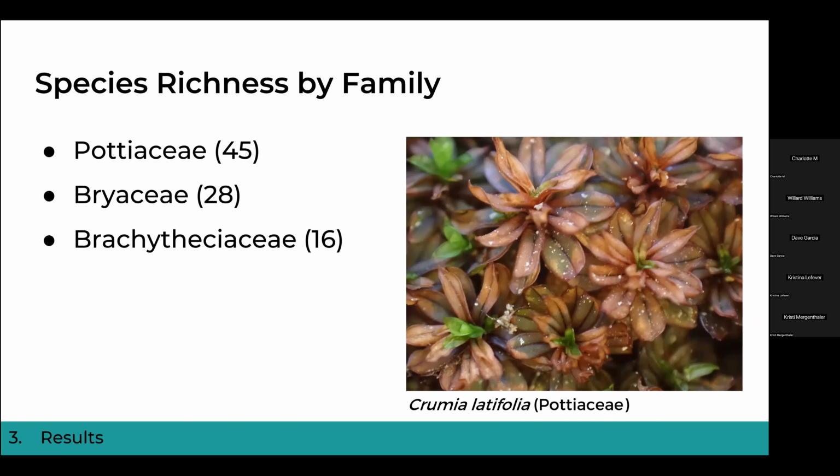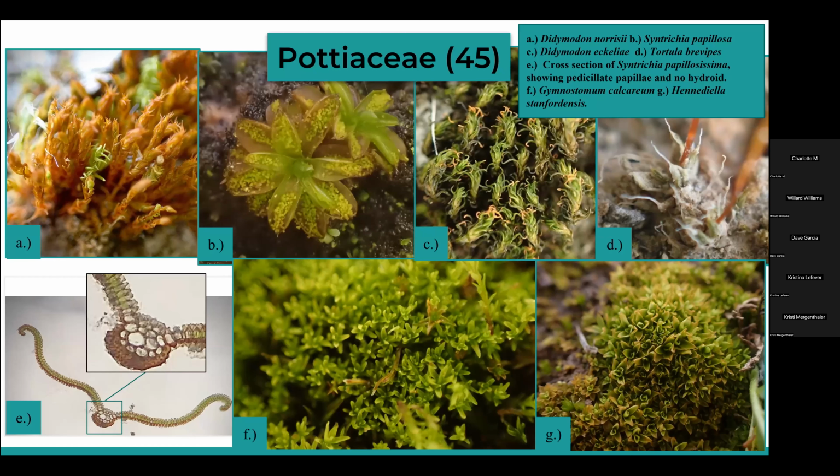So now we can break it down by family of the 3 most species-rich families within the park. So the first is Pottiaceae. So these are some of our smallest mosses. These also include our annual species, which are hard to track down, especially during dry seasons.